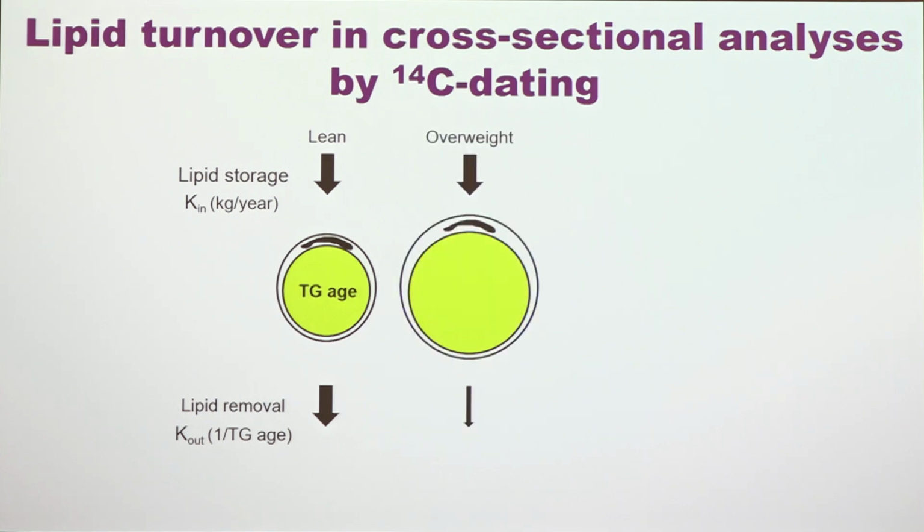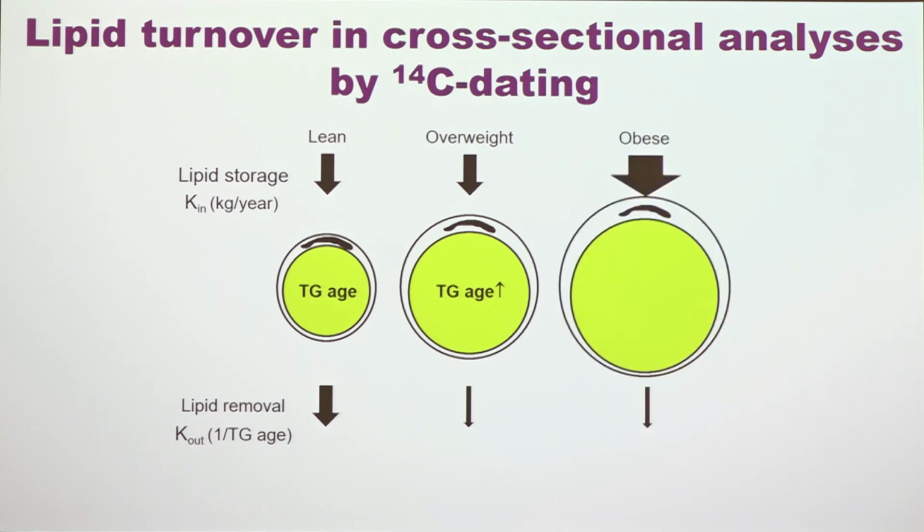In the overweight state, what we were able to show was that the uptake of the lipid storage wasn't altered, but the lipid removal was considerably and significantly lowered. So that led to an increase in triglyceride age. And similarly, in obese subjects, we could show that there was not only a disturbance in lipid removal, but also an increase in lipid uptake.